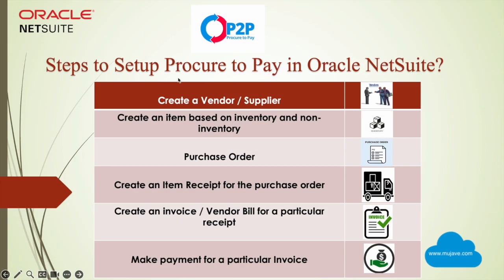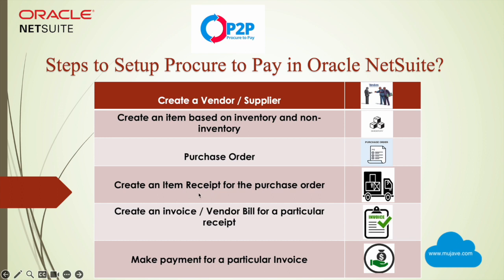Then steps that involved in procure to pay in NetSuite. First one is creating a vendor. Vendor is also called as supplier. In NetSuite, we can use both words interchangeably. And then we need to create the items. After that, we need to create purchase order and add items into it, and we have to select the vendor in the purchase order, and then we need to send this purchase order to the vendor.